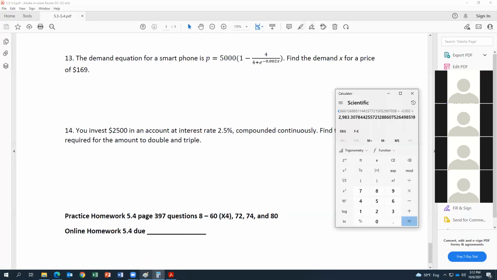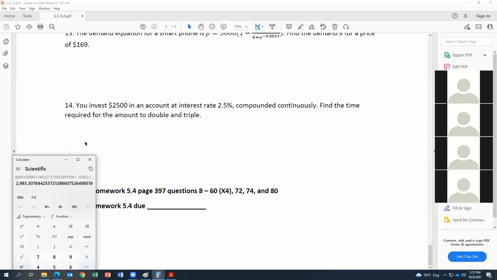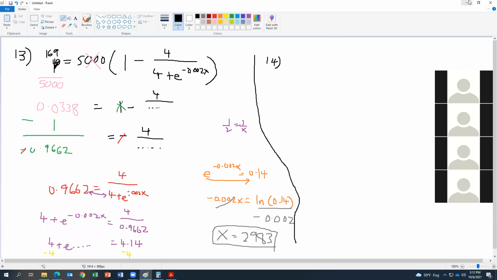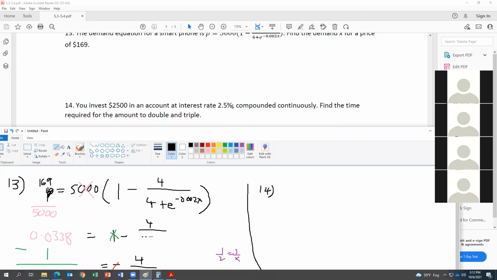Okay, and the last question we're going to talk about is number 14. You are investing $2,500 in an account that is 2.5% compounded continuously. Find the time required for it to double and then triple. Again, all these questions, you will see again in the next section. This question is asking us about compounding continuously. Does anyone remember the formula for compounding continuously?